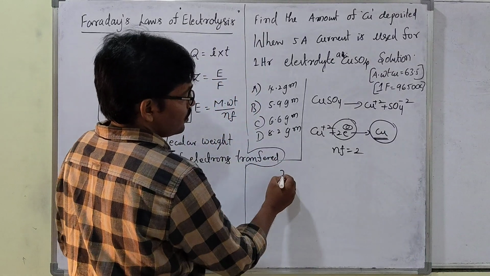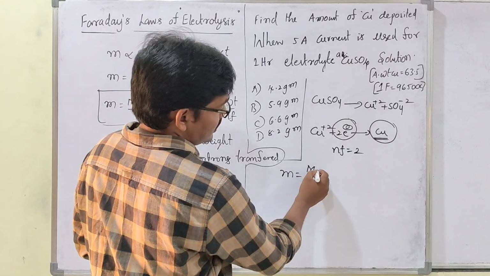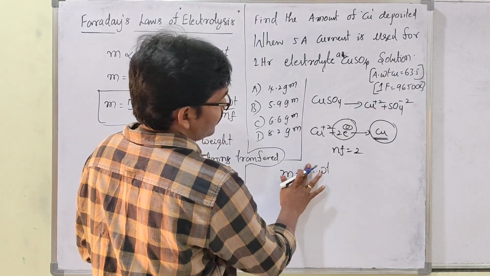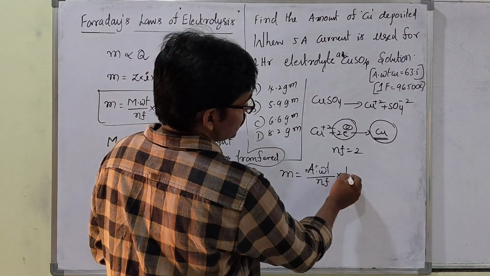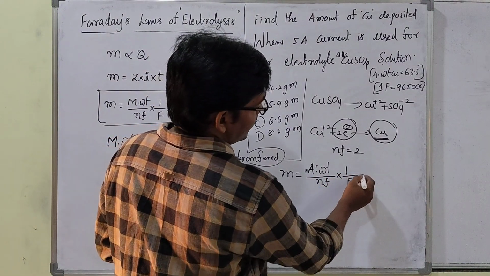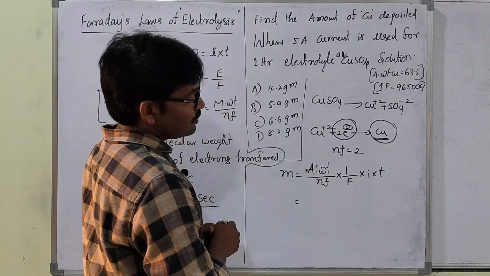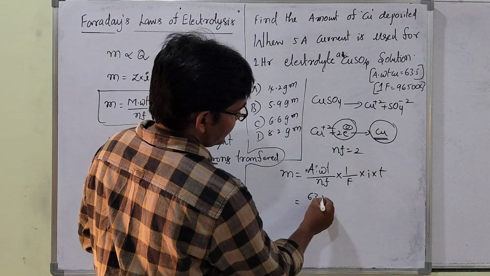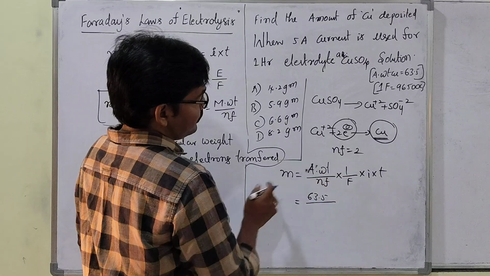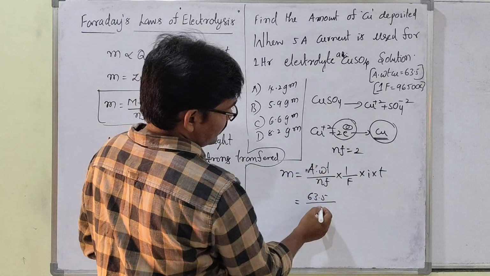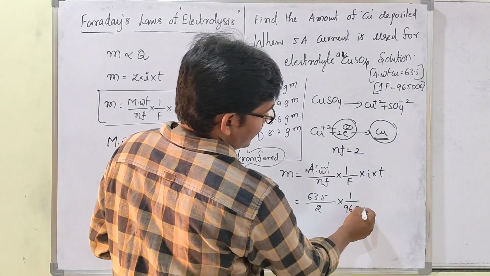So now the mass of the substance deposited, that we have to take. Atomic weight divided by N factor, into 1 divided by Faraday, into I into T. Clear? So atomic weight, what we have to take? 63.5. Then the N factor, that is 2, the number of electrons. Into Faraday, so 96,500 coulombs.